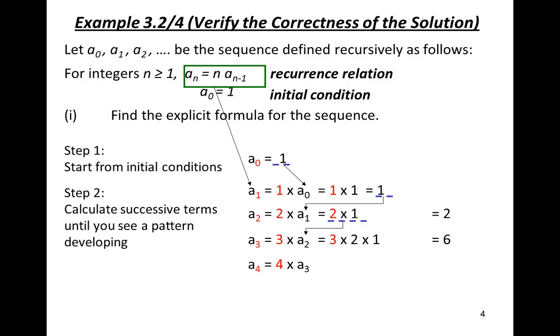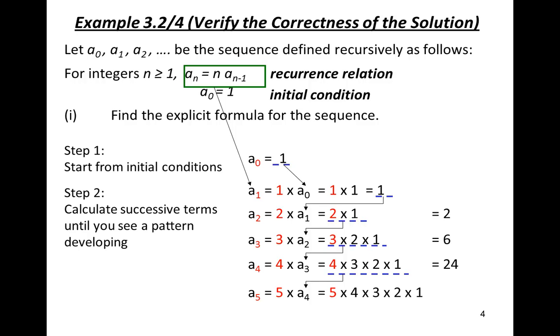Next, a sub 4 would be equal to 4 times a sub 3. But a sub 3 can be substituted with the previous term. So a sub 4 is equal to 4 times 3 times 2 times 1, which equals 24. Next, a sub 5 would be equal to 5 times a sub 4. But a sub 4 can be substituted with the previous term. So a sub 5 is equal to 5 times 4 times 3 times 2 times 1, which equals 120.